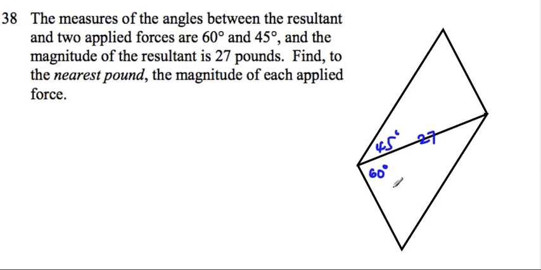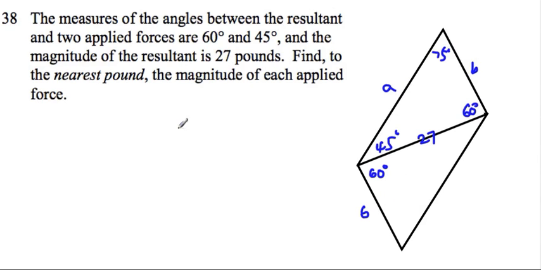So in fact, since this is 60, I know that this is equal to 60 by the alternate interior angles. Now since this is 60 and this is 45, what is that angle? 180 minus these two angles. If you calculate them, you'll end up getting 75 degrees. Then let's call this one A, for example, and let's call this one B, which is the same thing as this force, the second force.